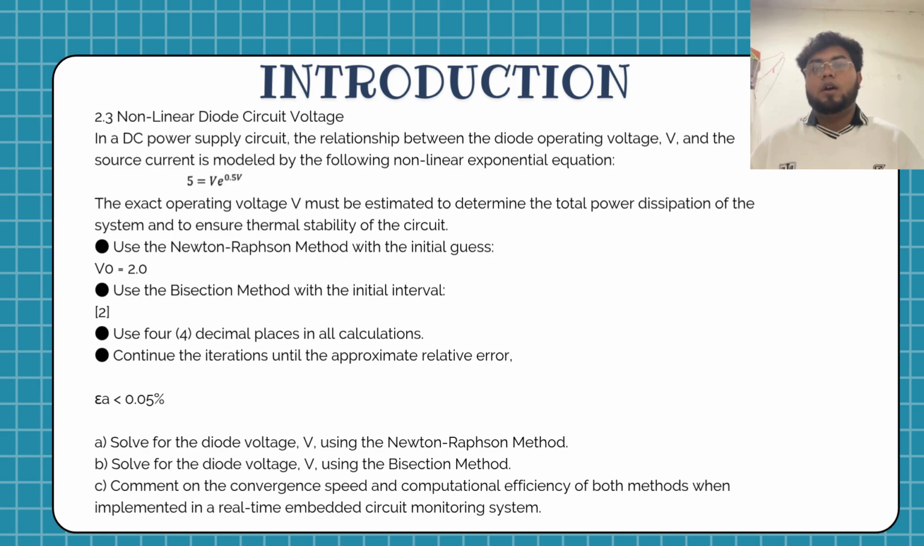We use two methods, Newton-Raphson method and also bisection method. Newton-Raphson method uses the derivative, has very fast convergence, and requires a good initial guess. The bisection method does not require a derivative, is very stable and reliable, but converges more slowly. The purpose of this study is to compare these methods and determine which is more suitable for a real-time embedded circuit monitoring system.